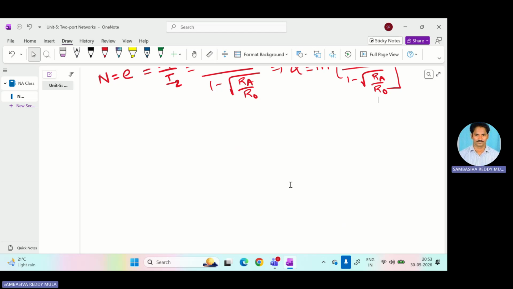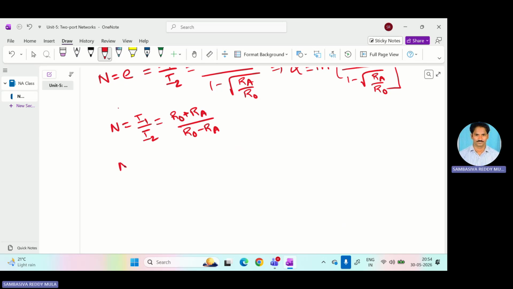So here we have N. We are saying N is I1 by I2. This we are seeing as R0 plus RA by R0 minus RA. If you cross multiply and simplify this, we can get RA.